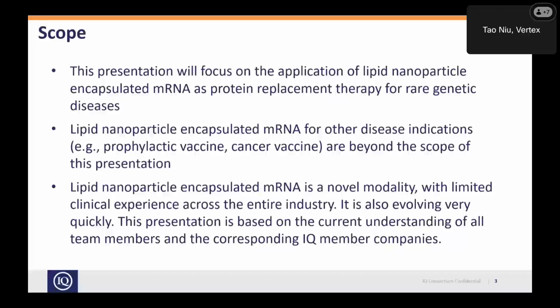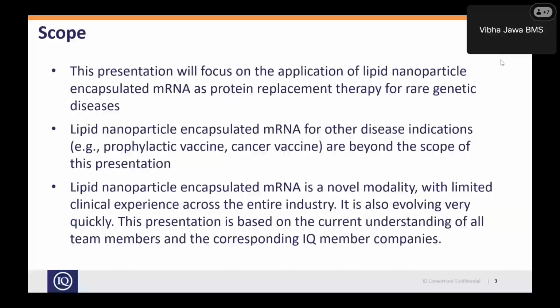Looks good. Okay, cool. So this particular presentation and webinar will focus on the application of lipid nanoparticle encapsulated mRNA as protein replacement therapy for rare genetic diseases. Other diseases such as cancer are not within the scope of this presentation.